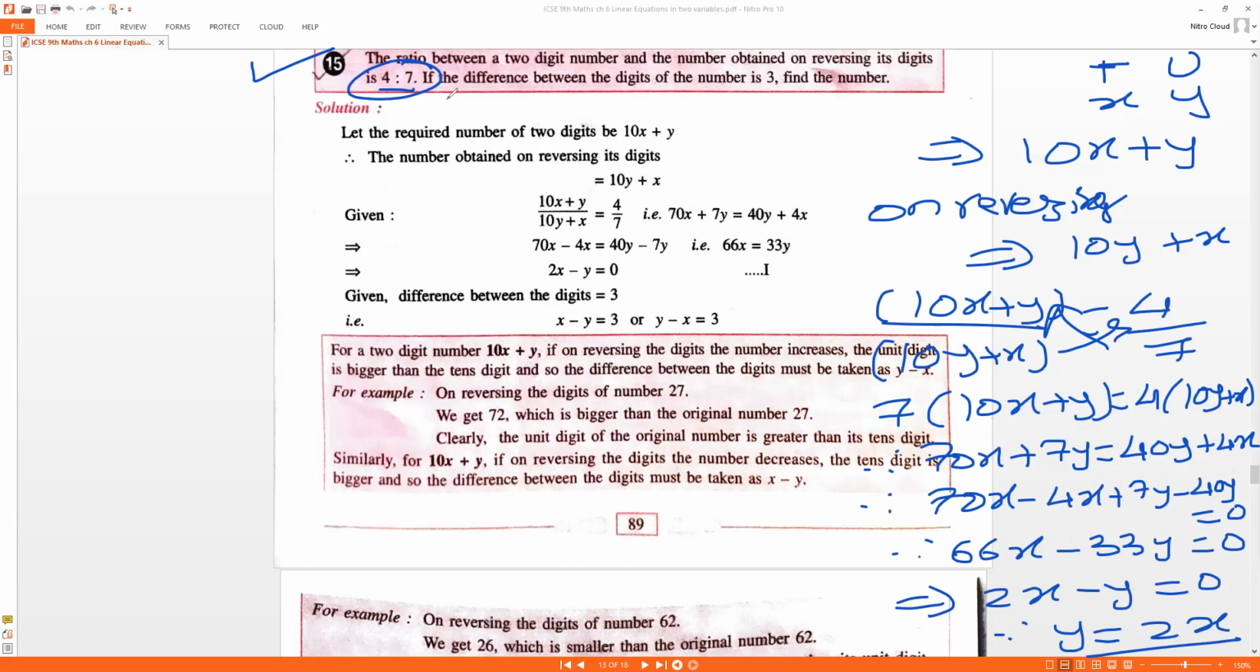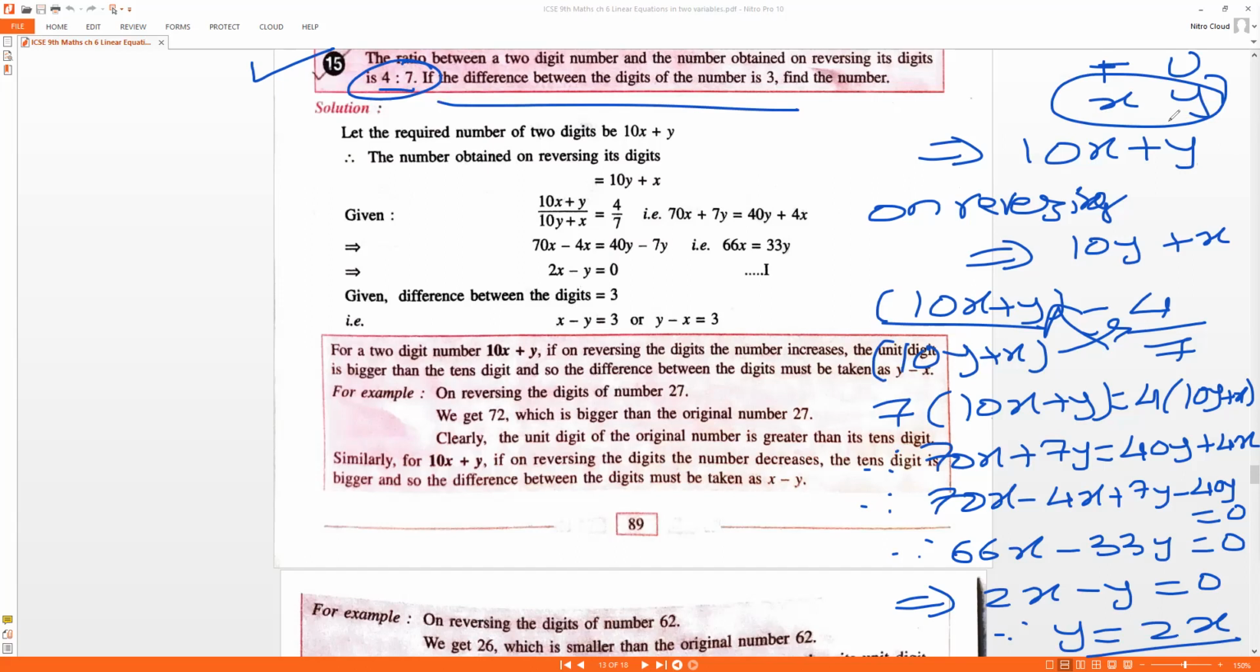Now, where is the second equation? You have to have two equations, you cannot have one equation. If the difference between the digits of the numbers is 3. Now the question arises. Listen carefully. Which one is greater? If I had told you sum, then x plus y is easy. Difference means subtraction. So the question is, are you going to do x minus y or y minus x?